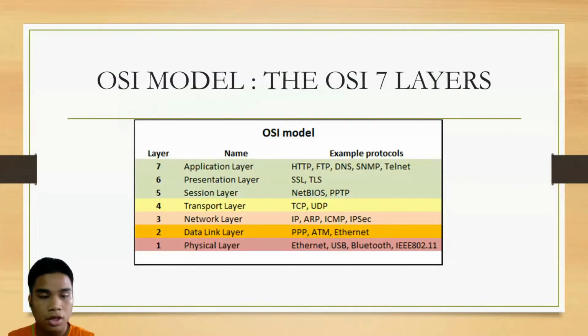So first, we're going to talk about the OSI model, the OSI 7 layers. There are 7 layers, and we'll start with the application layer, whose example protocol is HTTP; presentation layer, SSL; session layer, PPTP; transport layer, TCP; network layer, IP; data link layer, PPP, ATM, Ethernet; and physical layer, which is Ethernet, USB, Bluetooth, and IEEE 802.11.